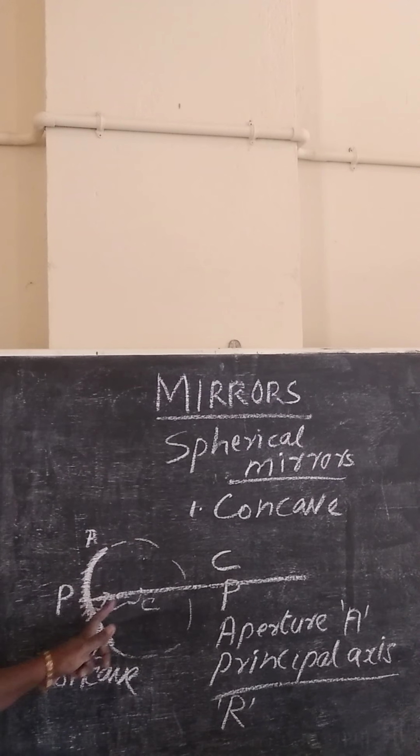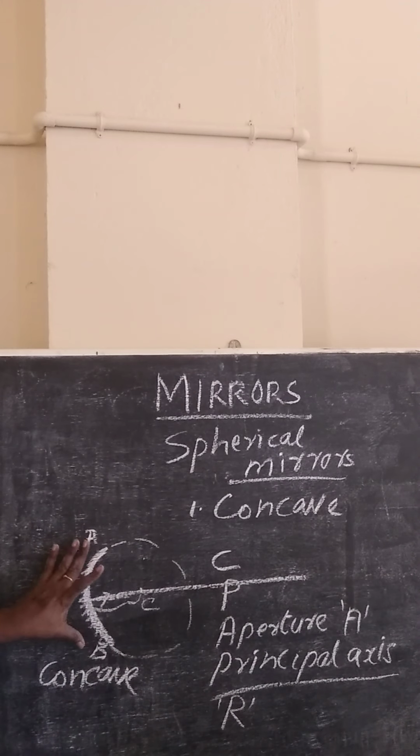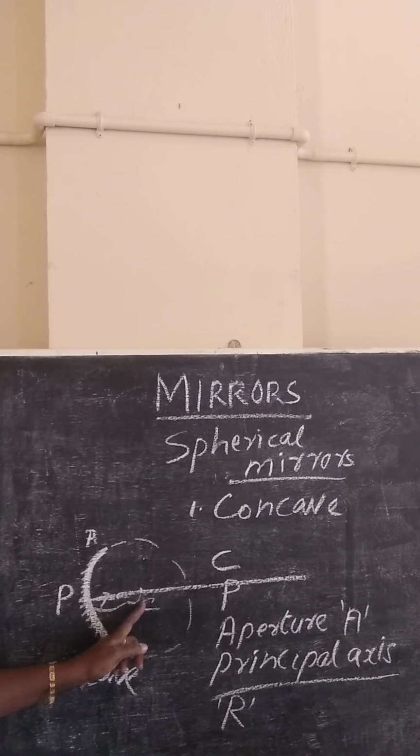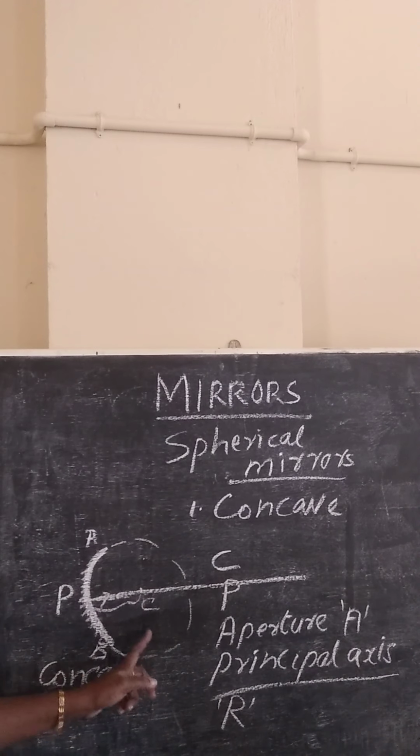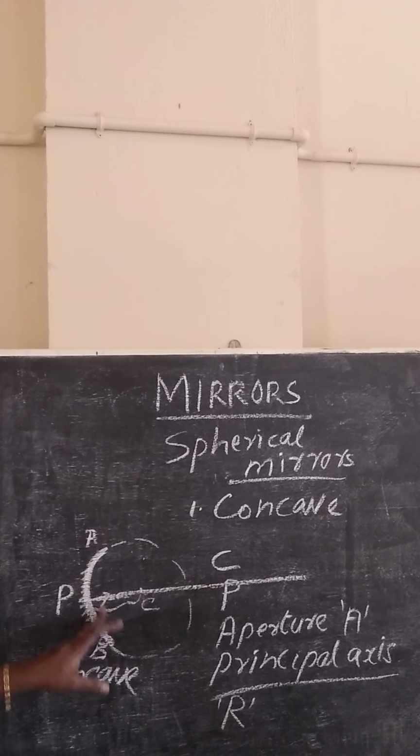And finally, the radius of curvature is the radius of the sphere. This is the sphere from which the portion AB is taken, and the point C and R are the center of curvature and radius of curvature of the complete sphere, while all other points are related to the small reflecting side of the mirror. So these are the different terms related to the concave mirror.